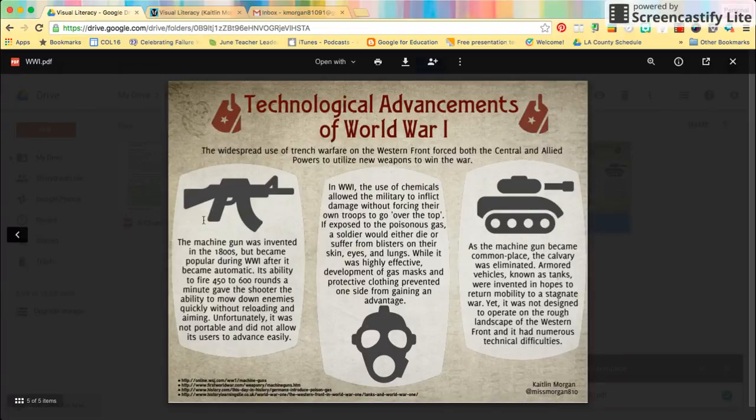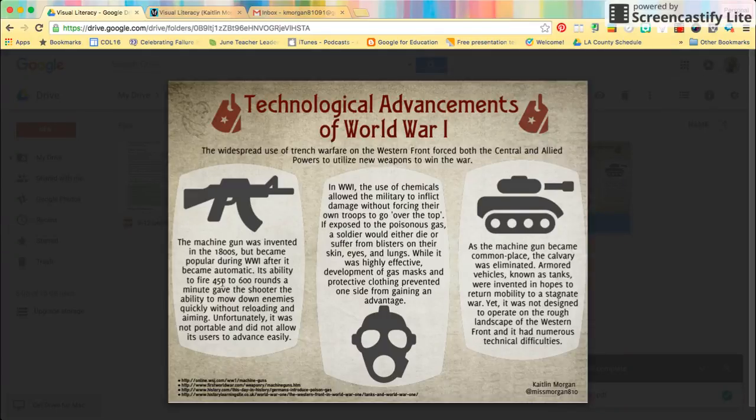And so here I talked about the machine gun. Basically, when it started, its use with it becoming automatic and how it helped in World War I, why it was adapted, and then why it didn't actually help the trench warfare. Then I talked about chemical warfare, particularly the mustard gas, and the same thing.